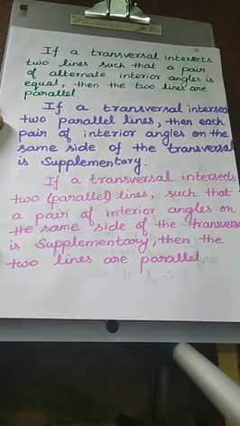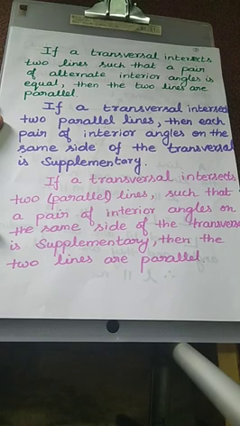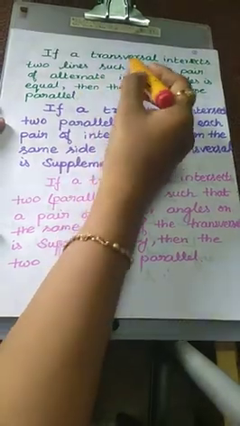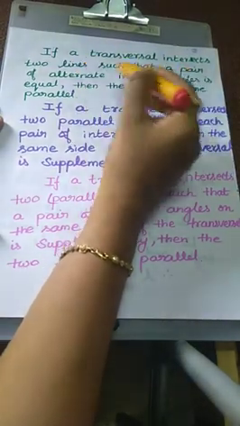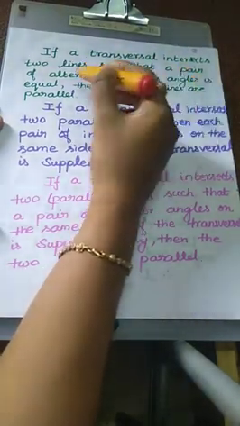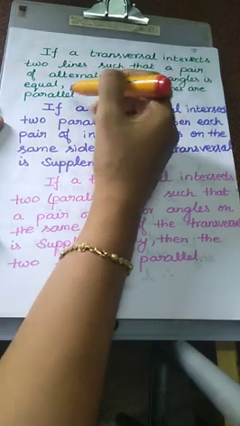Next condition: if a transversal intersects two lines such that a pair of alternate interior angles is equal, then the two lines are parallel. Transversal intersects two lines, alternate angles are equal. Alternate angles are equal means the two lines are parallel.